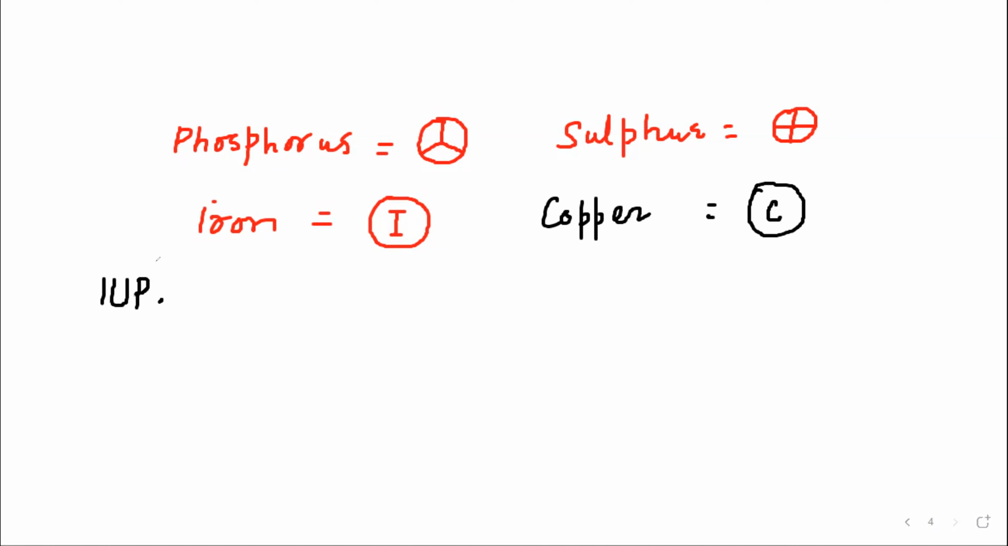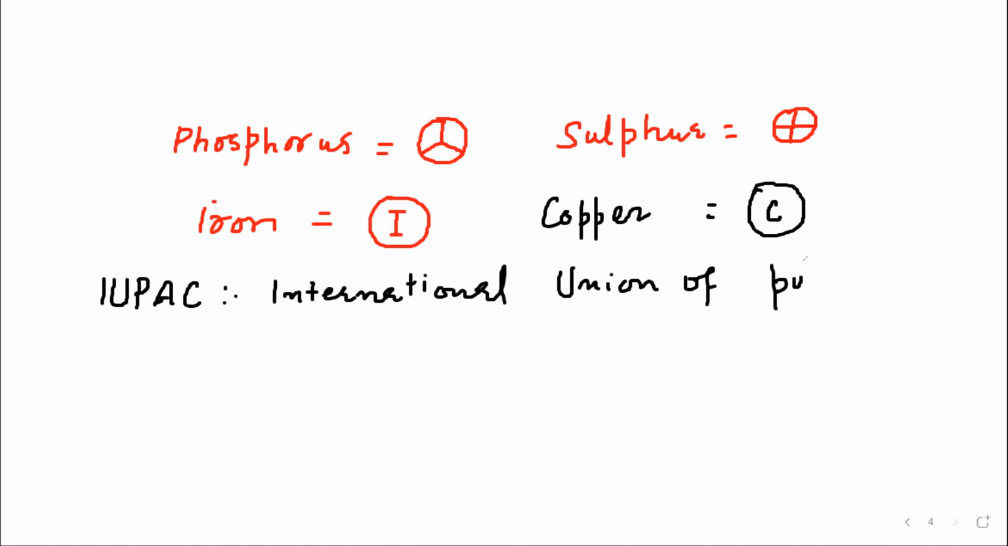Correct? Indian Union of Applied Pure and Applied Chemistry? Not exactly. It is the International Union of Pure and Applied Chemistry. International means it is internationally accepted, right? Yes, sir. International Union of Pure and Applied Chemistry.